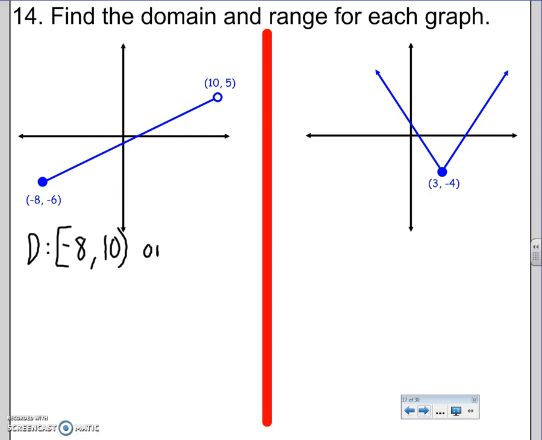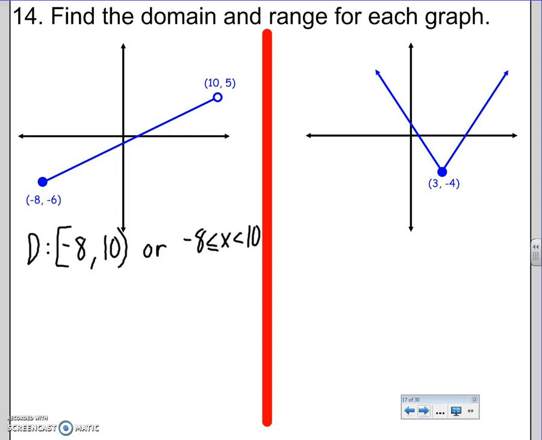So we could say, or, remember you see two numbers, you're going to write like this, -8 less than x less than 10, but for the -8 it's closed. Right, so that's x is between -8 and 10, where -8 is closed.